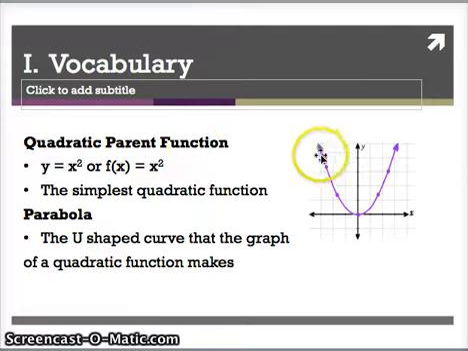And that function looks like this here. This shape is called a parabola, which is simply a U-shaped curve. And when you're graphing this quadratic parent function, the most simple one you can have, it sits right on the y-axis, that's its center, and it's an even curve, so it's a mirror image on either side of the y-axis.